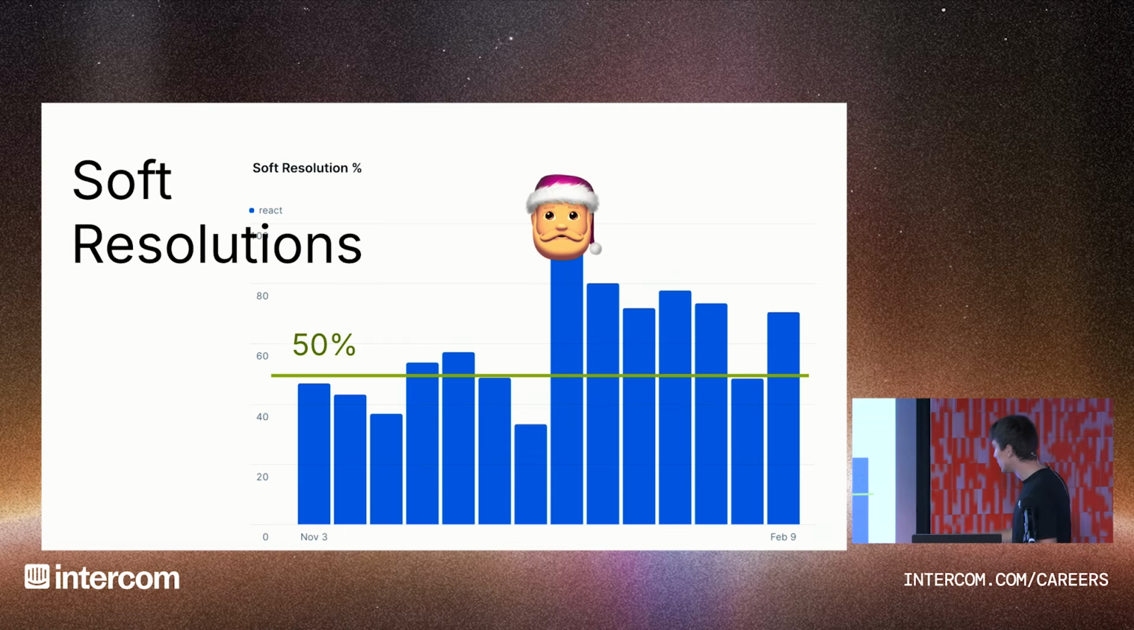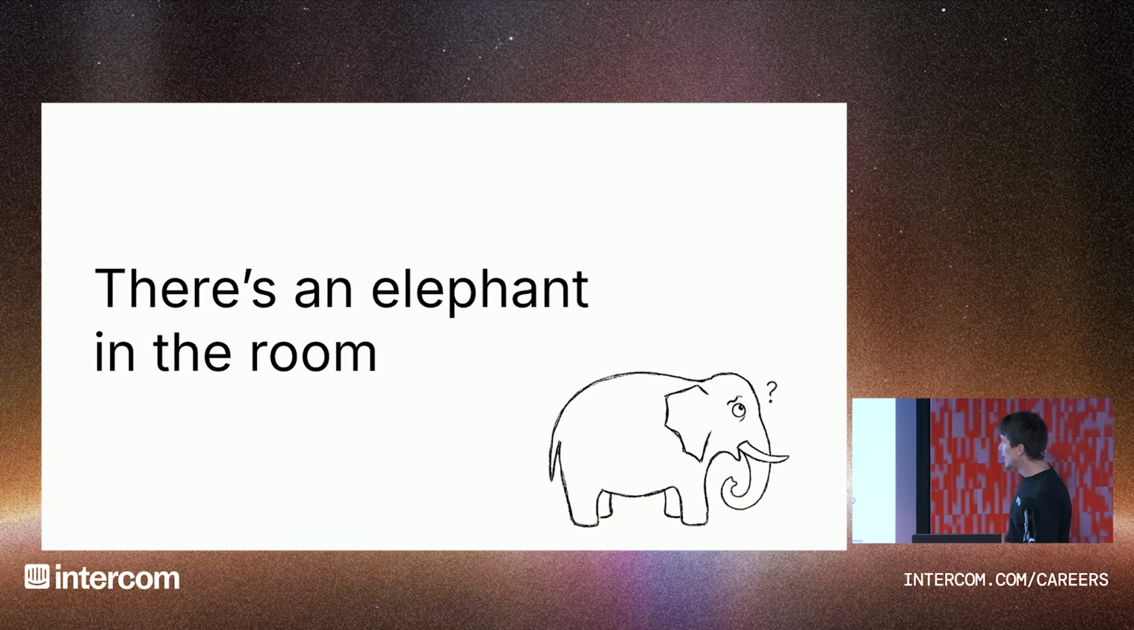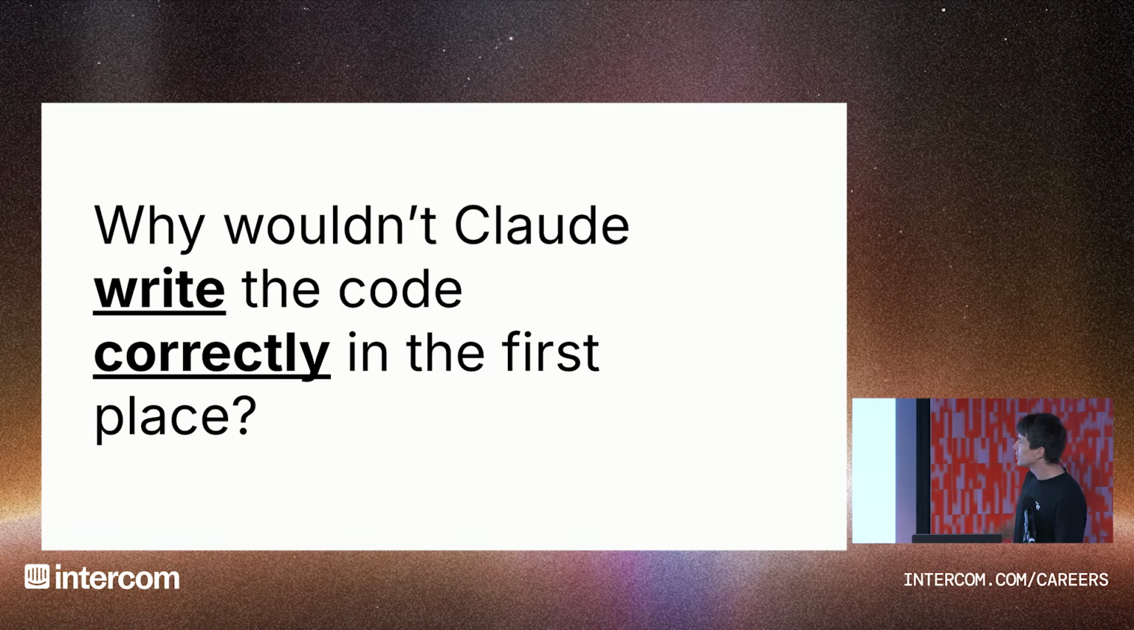So we were able to kind of climb our way into this over 50%. But there's a big elephant in the room right there. Can you see it? No. Well, it's here. It's virtual. Why wouldn't Claude write the code correctly in the first place, right? Why would we let it write all of that AI slop and then run this code review bot and leave the comments and then folks apply the comments? Like, why would we do all of that?